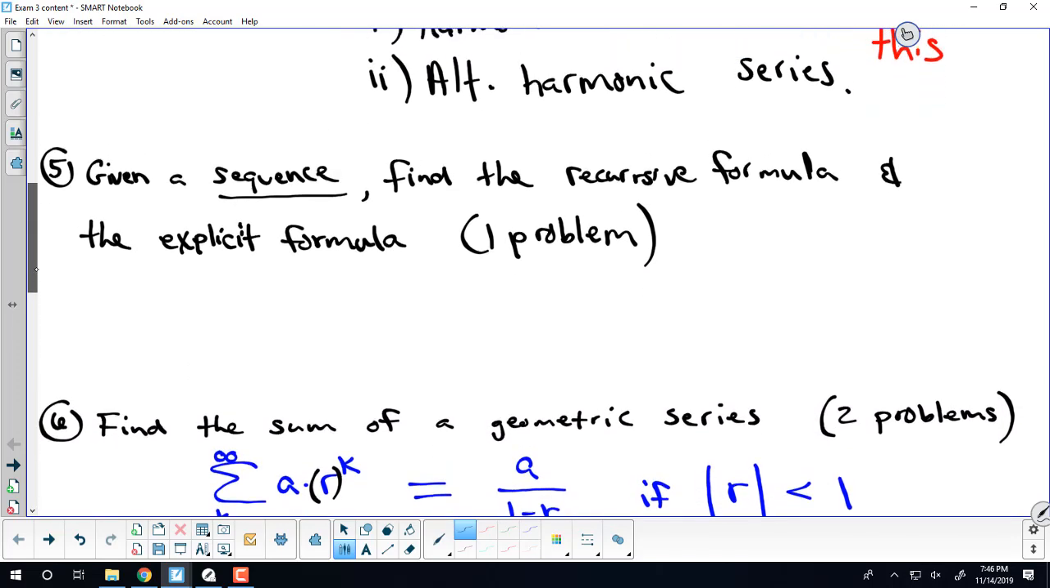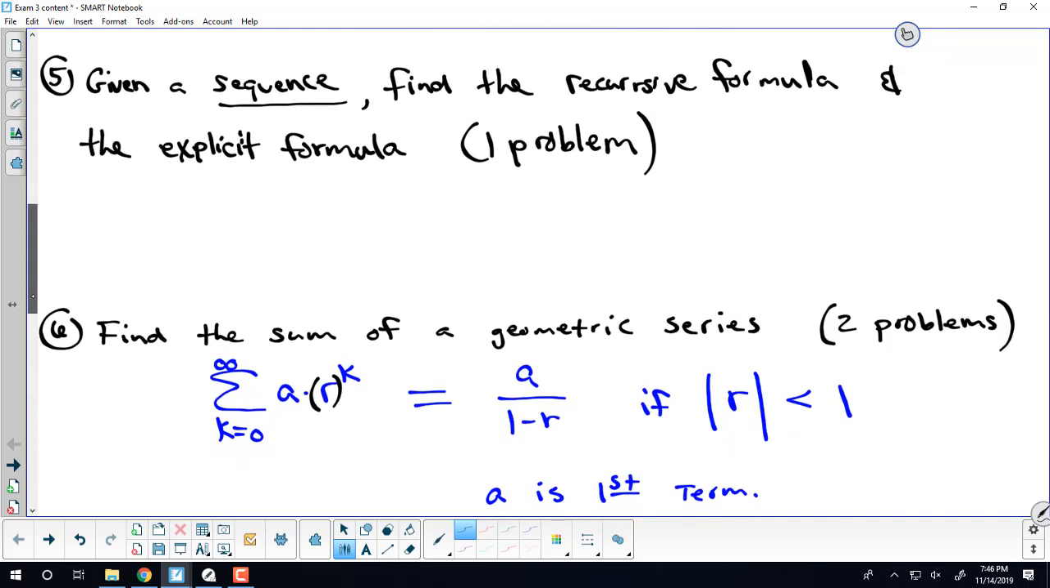There's actually another sequence question here. You should be able to find the recursive formula and the explicit formula for a particular sequence. We dealt with sequences in 10.1 and 10.2. 10.1, remember, was sort of like a preamble to all of it. It had a little bit of sequence stuff and a little bit of series stuff. The bulk of the sequence stuff showed up in 10.2, but the recursive and explicit formula stuff was in 10.1.